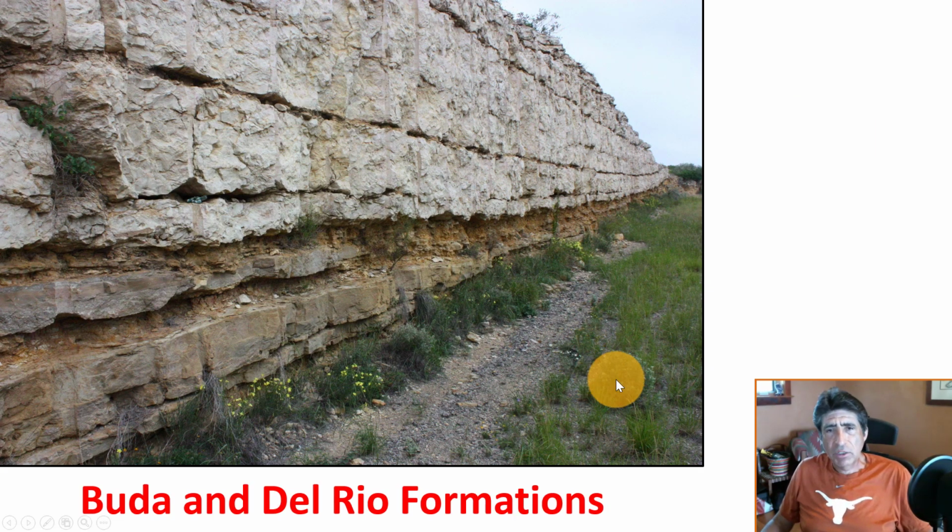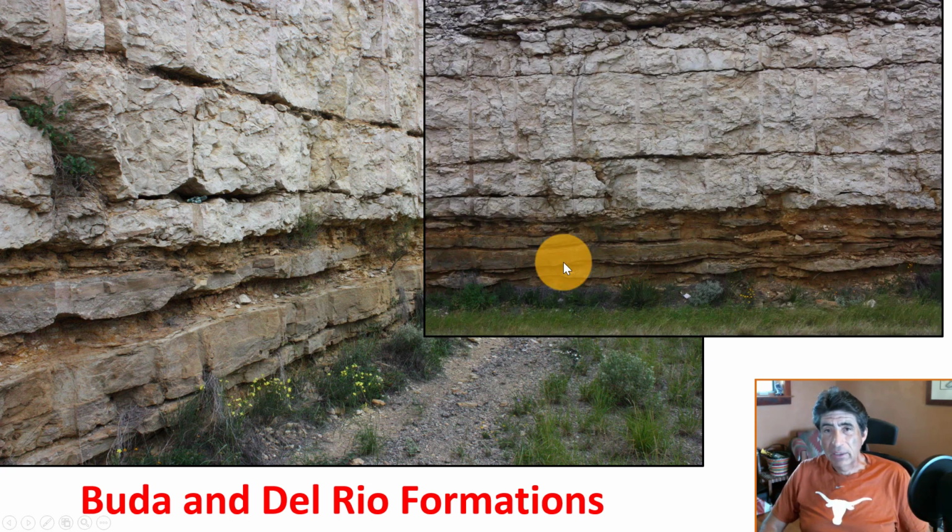And here is a photograph of the Buda Formation. Buda is called Buda because it outcrops in the town, or city now, of Buda, not far from Austin, south of Austin. And then below that we have the Del Rio Formation, which is a clastic formation. And then here is another view of the same formations. Incredible variability.